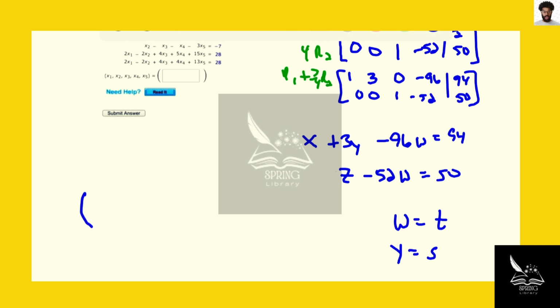then x would be negative 3s plus 96t plus 94 when you solve for x. y is the s. z would be 52t plus 50, and w would be the t.